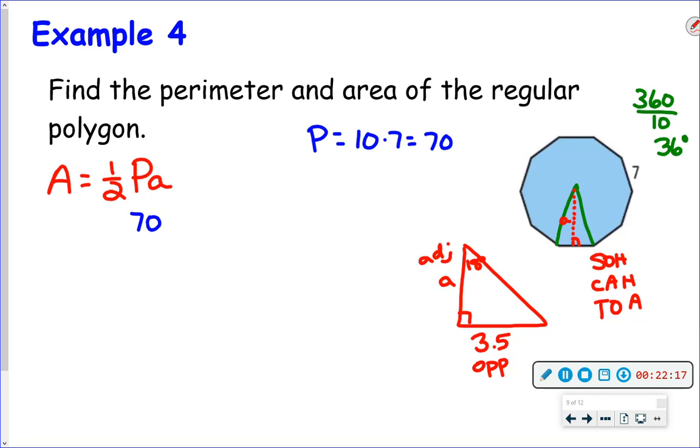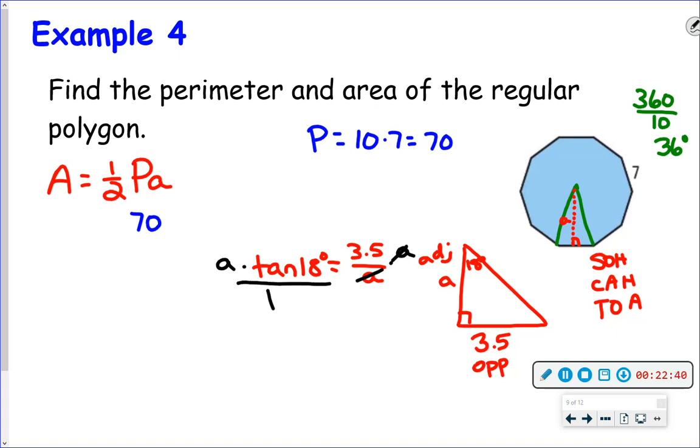So I'm going to jot it down over here. I'm going to do tan of 18 degrees equals the opposite side over adjacent. Now I'm going to do the algebra to solve that. As always, I'm going to clear the fraction. And then to get A by itself, I'm going to divide by tan of 18.